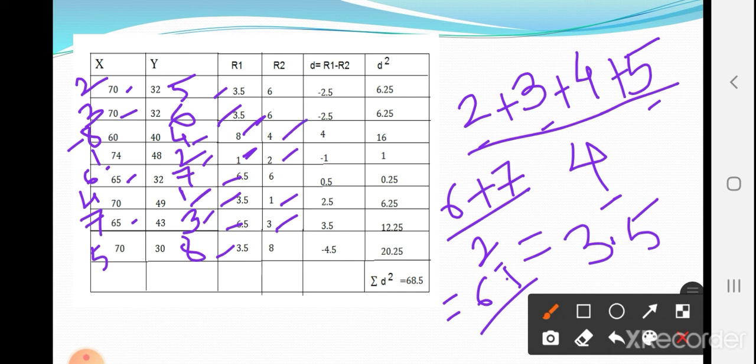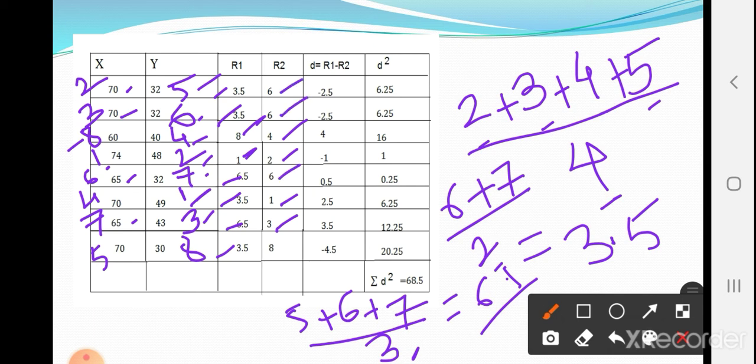Then next is 32. 32 is repeated 3 times. What is the preference of the value 32? 5, 6 and 7. How to calculate the rank? Calculate the average of their preferences. So 5 plus 6 plus 7 divided by 3, because the 32 is repeated 3 times. So 5 plus 6 plus 7 divided by 3 is 6. So write down 6 for 32. So 6, 6 and 6.